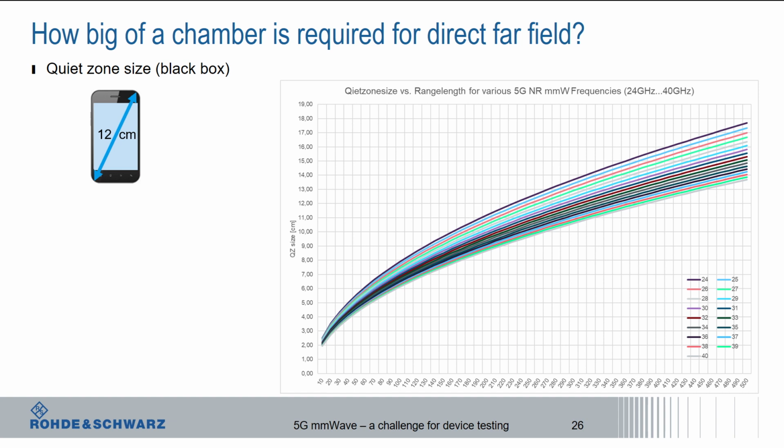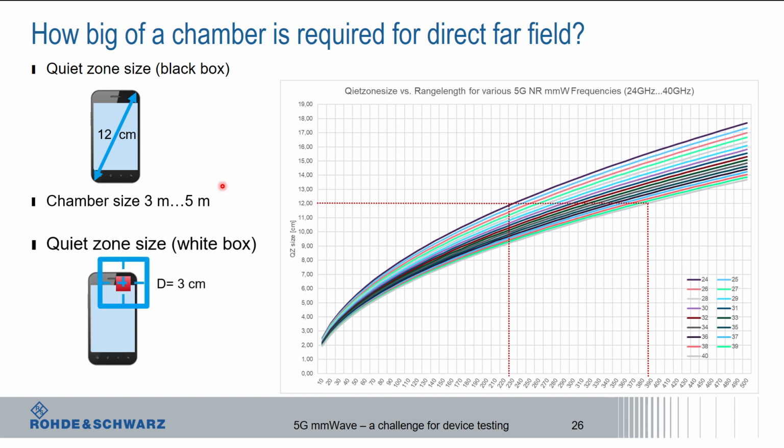On the next slide, you see a graph that basically shows you a nice overview on how big those rooms or chamber requirements will get with the different device sizes or the different black box and white box requirements. So again, given 12 centimeter device size, you see here the curves ranging from 24 to 40 gigahertz, just as an example. And that means if I have a 12 centimeter quiet zone requirement, I end up with range lengths between 2.3 and 3.9 meters. And that, of course, means chamber sizes, because the chamber has to be a little bit bigger than the range length, of course, chamber sizes in the range of 3 to 5 meters.